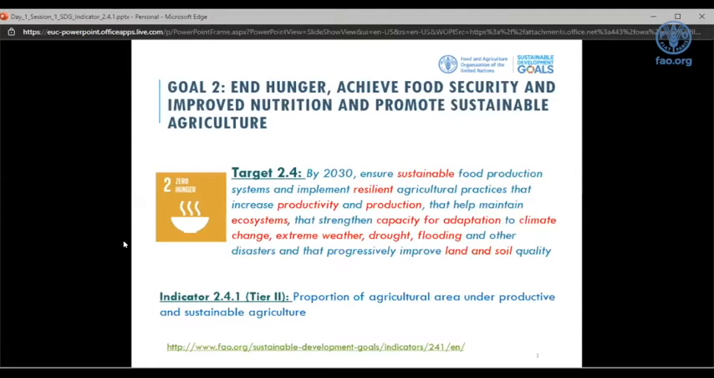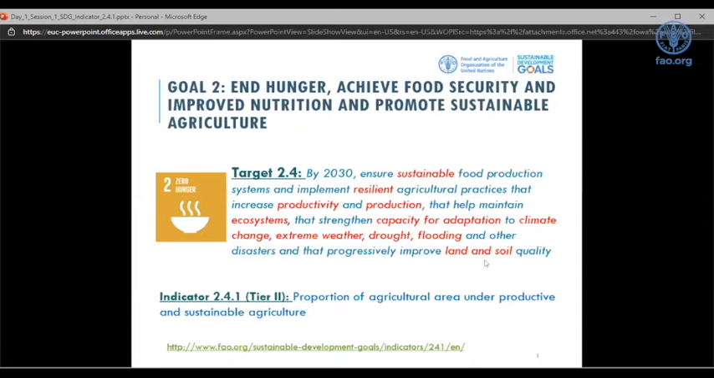progress towards this target. Sustainability, resilience, productivity, production, environmental considerations, that is climate change, extreme weather, droughts, flooding, soil quality, etc. All these diverse aspects in one single target. Clearly, this would require an approach that captures these different dimensions or aspects captured in target 2.4.